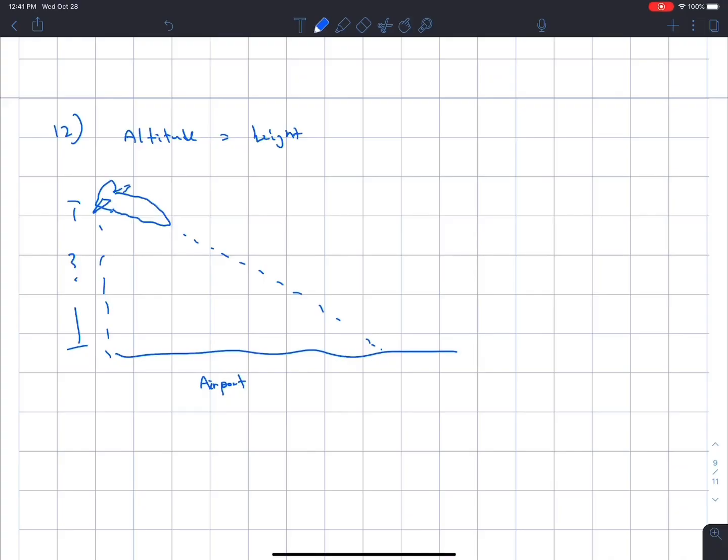So this altitude will just be 16 minutes, and each minute we are descending. Descending means going down by 800 meters. So that's all you have to do, just 16 times 800. 16 times 800, we get 12,800 meters.